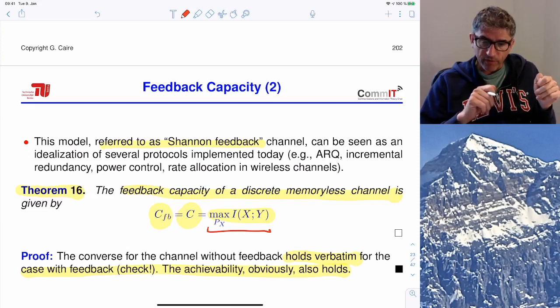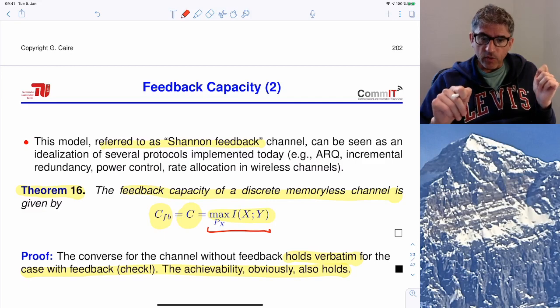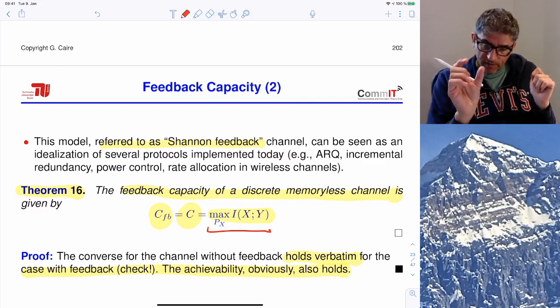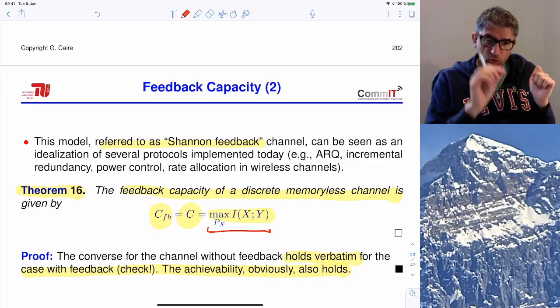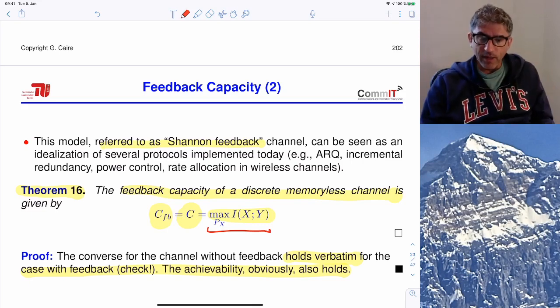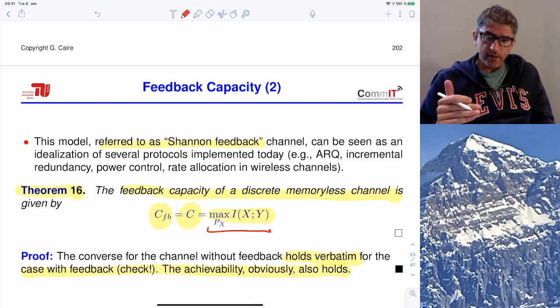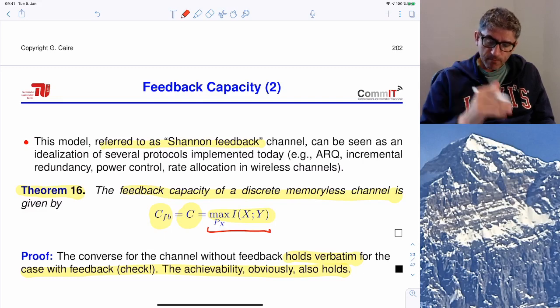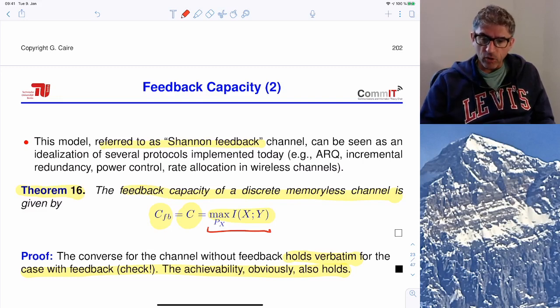If you want to work very, very close to capacity, then you need very, very long codes, because this reliability exponent is very small. So 2 to the minus n times this exponent goes to 0 slowly. If you back off from capacity a little bit, then your probability of error goes to 0 faster. Okay?